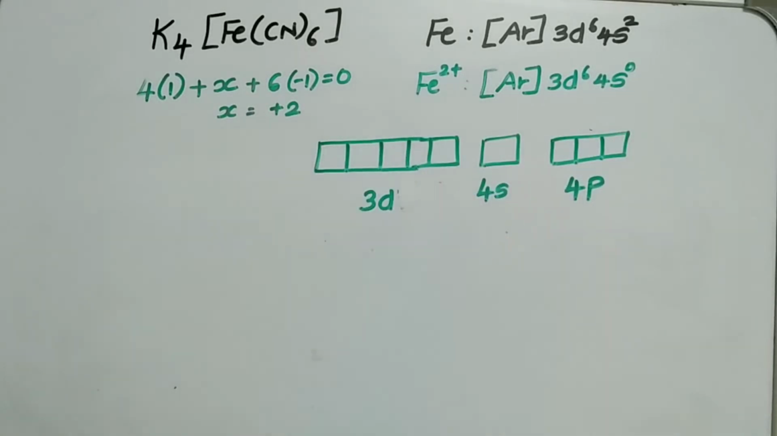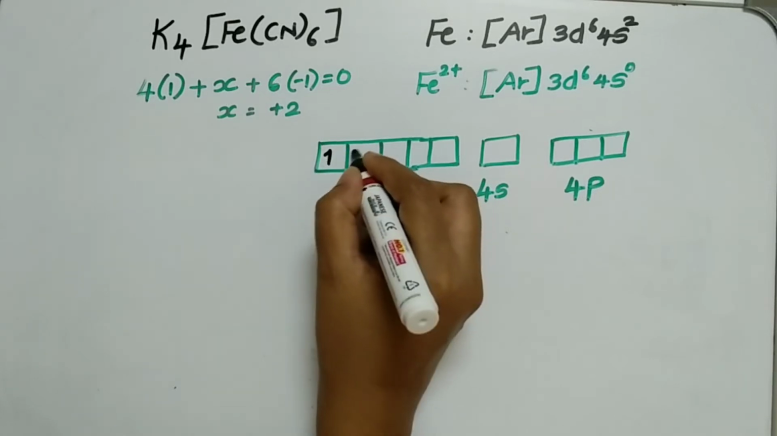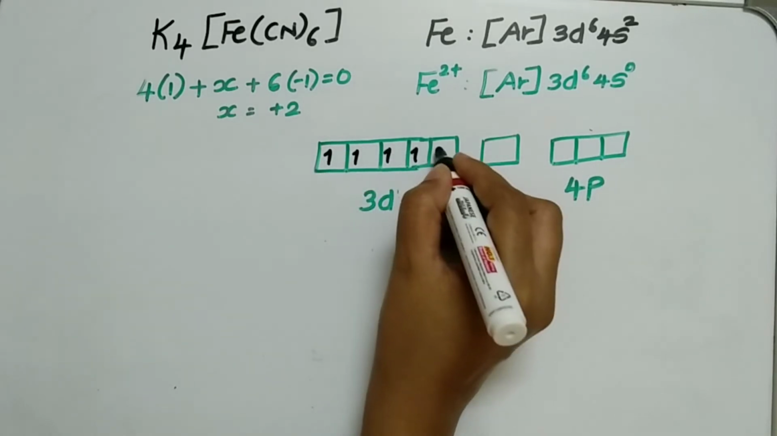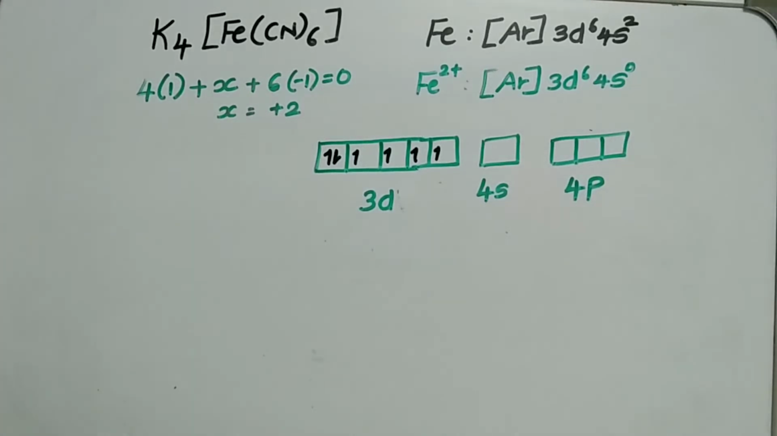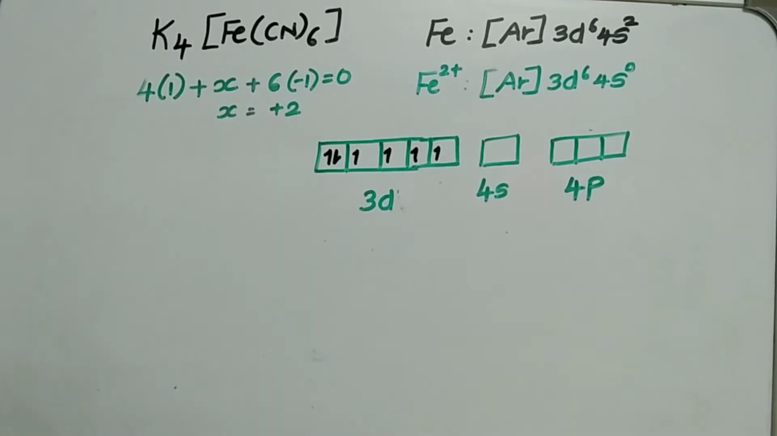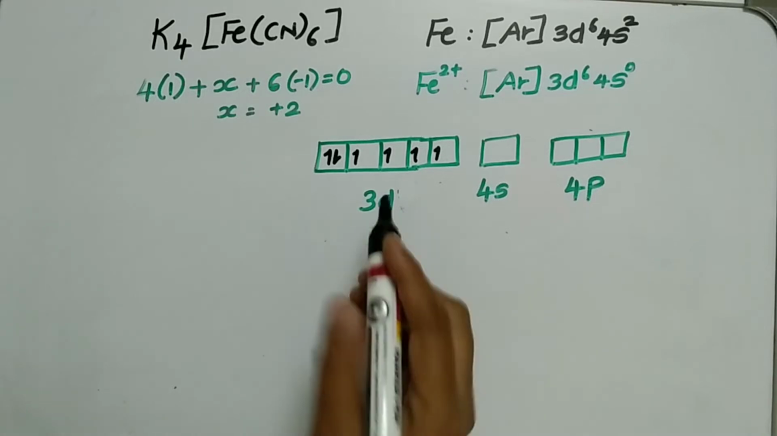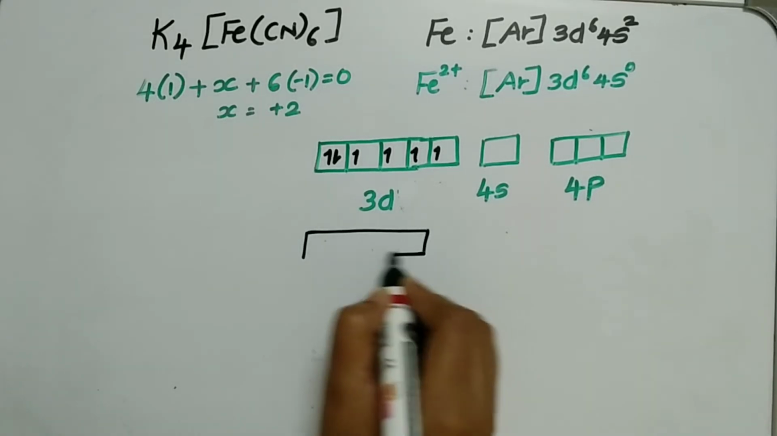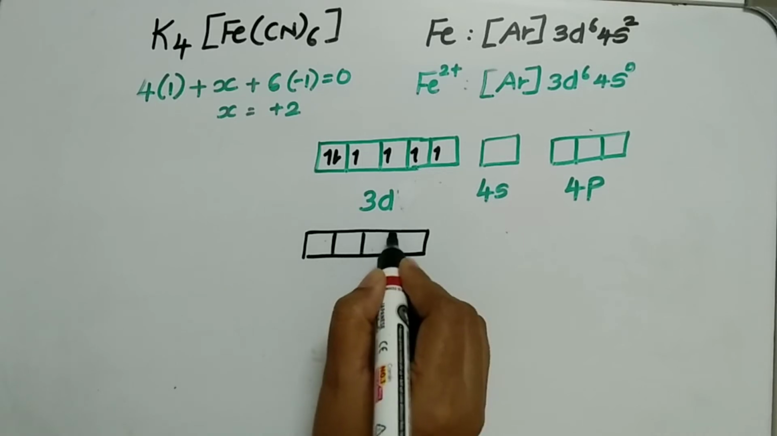Now, fill the electrons here. 3d6, so 6 electrons in 3d, right? So, 1, 2, 3, 4, 5, 6. Fill one by one and then pairing up. Do not fill all together, correct? Okay. Now, check whether the ligand is strong or not. So, CN is a strong ligand according to VBT, so pairing will take place.